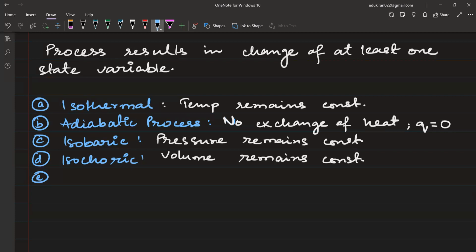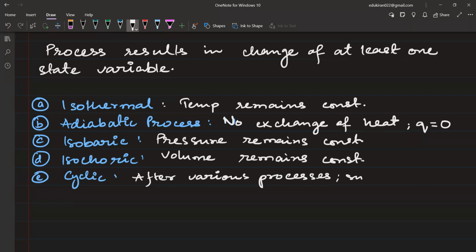E part is your cyclic process. In cyclic process, what is going to happen? After सारे प्रोसेस जितने भी हो जाएंगे, उसके बाद आपका सिस्टम इनिशियल स्टेट में चला जाएगा. The system will go to the initial state after various processes. System returns to initial state.